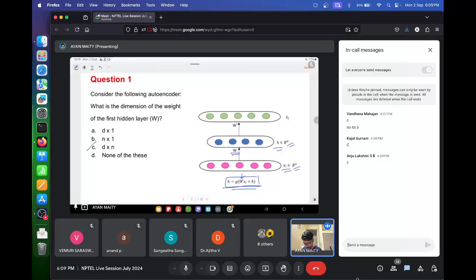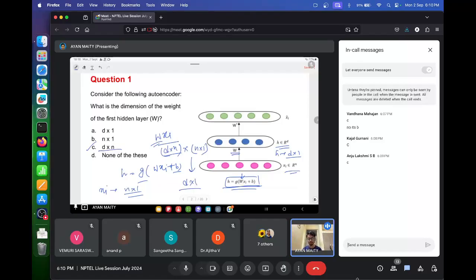So the correct answer is C, D cross N. So we are calculating H as G, which is some activation function, of W xi plus B. G and B are not important in this question. Important is we are calculating H by multiplying W with xi, and xi belongs to R to the power n. So basically xi is an n cross 1 vector or matrix, and the dimension of H is R to the power D, so H is D cross 1. To get D cross 1 from an n cross 1 vector, we have to multiply it by a matrix of D cross n. So this D cross n will be multiplied with the n cross 1 vector, so that we will get a D cross 1 vector.